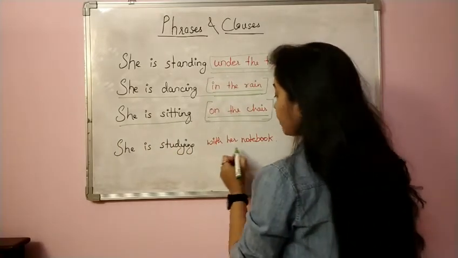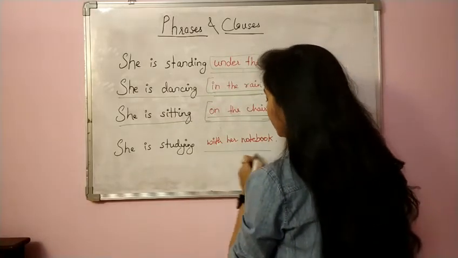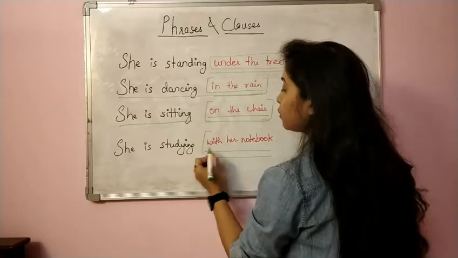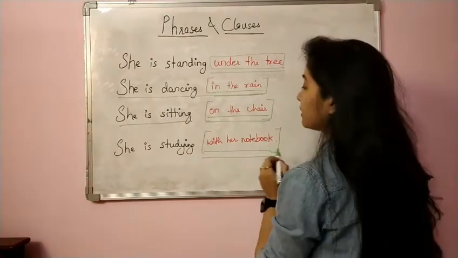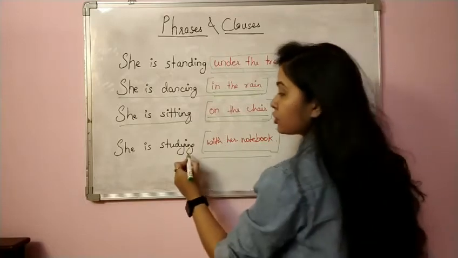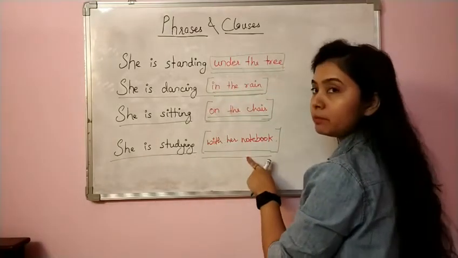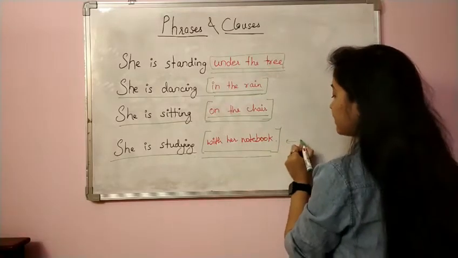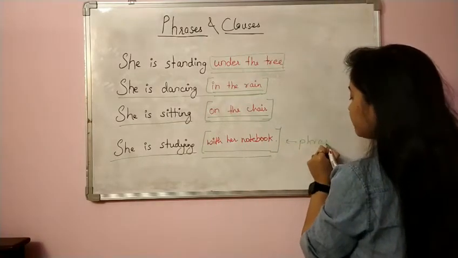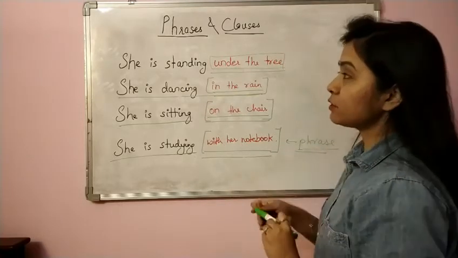In the next example, she is studying with her notebook. With her notebook has some meaning. अपने नोटबुक के साथ, अपने कॉपी के साथ, अपने नोटबुक के साथ क्या? She is studying. So this has some meaning but not complete meaning. Hence, this is a phrase. Hope you understood the examples of phrases.